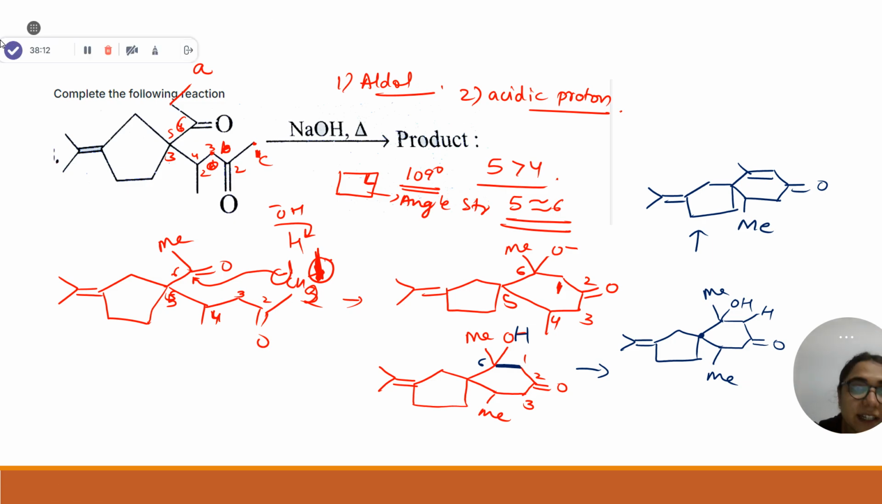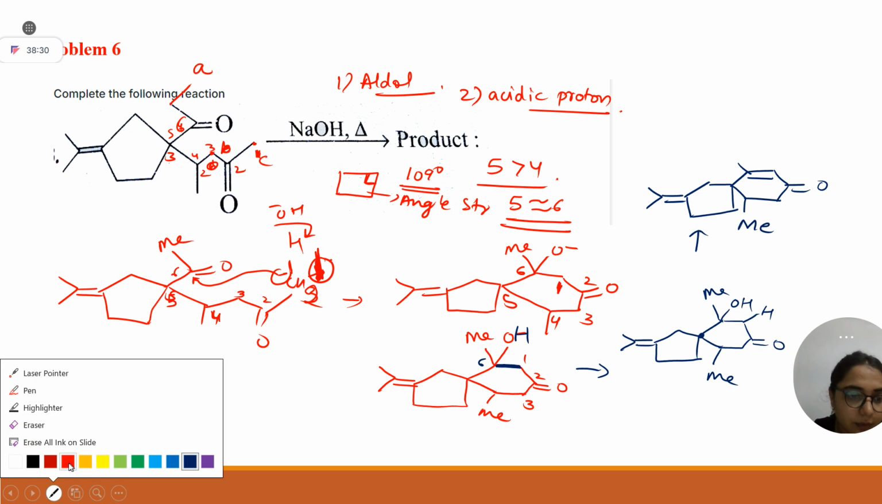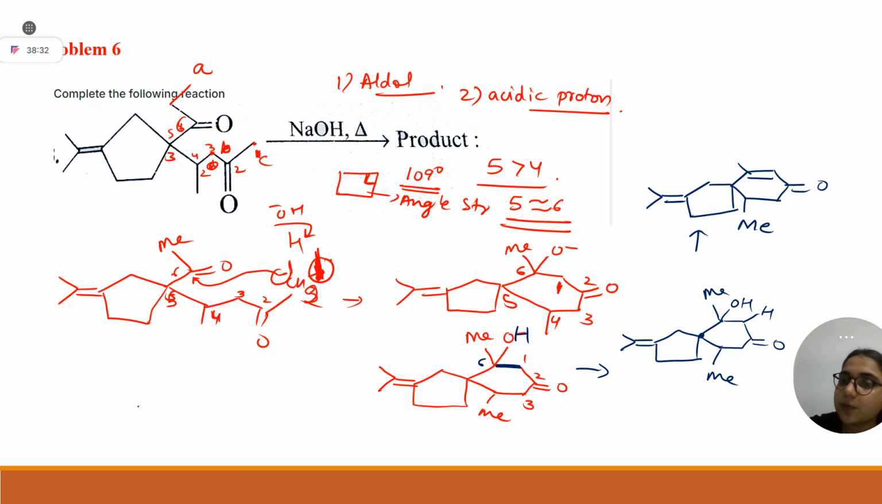One more possibility is that this proton A, the base, will abstract this proton, and now how many member ring will form? One, two, three, four, five, six. Again a 6-member ring will form. Now let's check what we are getting in that condition. And then tell me, ma'am, which is major. One product is this. Let's lock it.